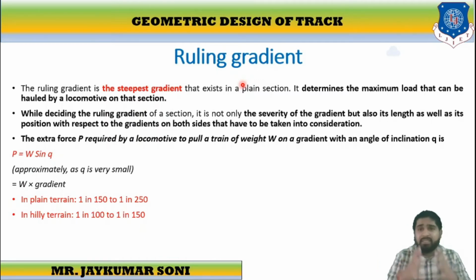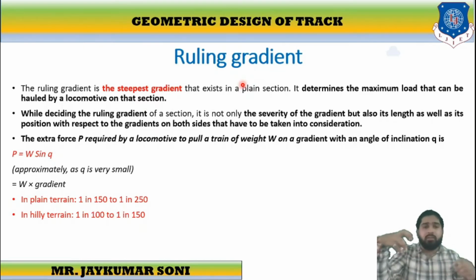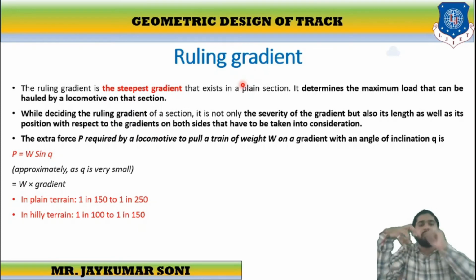But whenever we are deciding the ruling gradient for the particular track section, we do not need to consider only the severity of the gradient, but along with that, we also have to consider the length and the position on both sides, because whenever the train is traveling on the gradient part, it will require extra force to get the train from this place to this place.